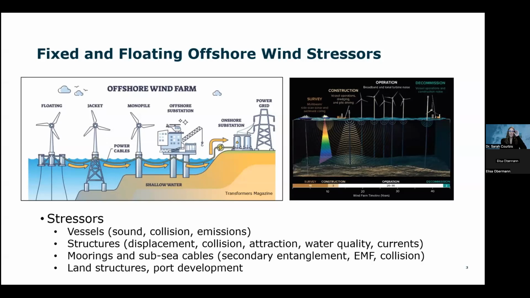So to start with, there's a number of different stressors that can affect marine wildlife and habitats from offshore wind. So if you're operating in shallower waters, you're going to have fixed platforms that are pile driven into place, monopiles or jackets, which you can kind of see in this picture here, as well as if you're out further into deeper water, you're going to have floating platforms, which will have moorings and often midwater cables that would actually be out where people might be able to interact with them, or animals might be able to interact with them.